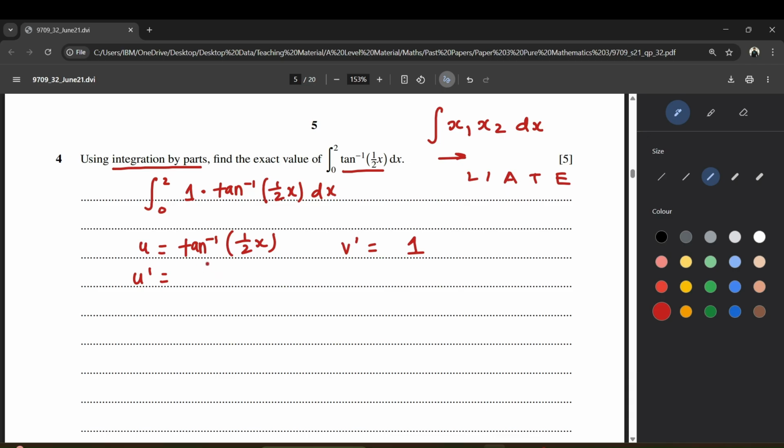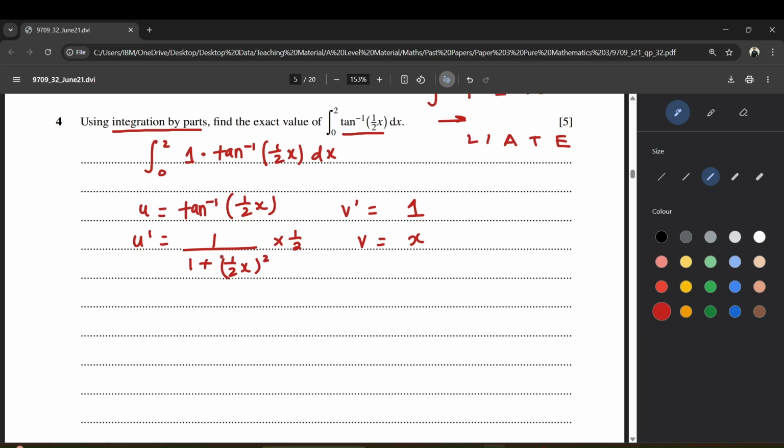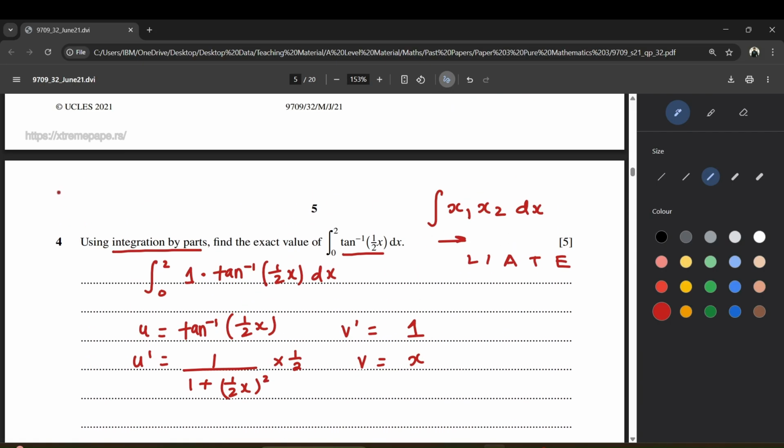Now I'm going to write u dash. So u dash is going to be 1 over 1 plus half x whole square multiplied by the derivative of what's inside the function. So that will be 1 upon 2. And v will be just x. Now how do I know this one? You need to know this from the standard results, that if you differentiate tan inverse of x, you basically get 1 over 1 plus x square.